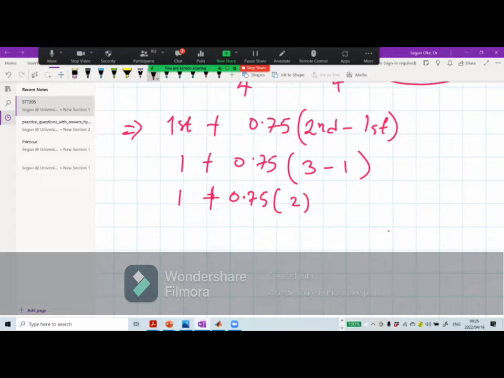So you first of all solve the one in brackets. Don't say 1 plus 0.75 times 2. So 1 plus 0.75 times 2 is 1 plus 1.5, which is 2.5. Any question?